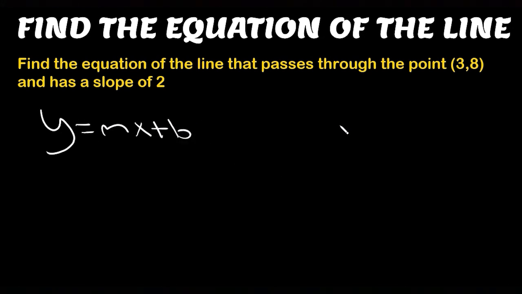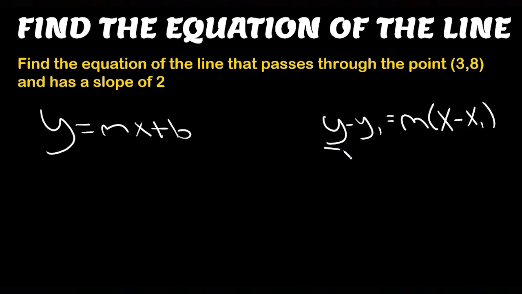Now, the other way is to use point-slope form. Now, point-slope form is going to be y minus y1 equal to your slope, and then in parentheses, you're going to have x minus x1. Now, when you're using point-slope form, it's important to understand that this y and this x are going to be unchanging. It's going to be your x1 and your y1 that you're plugging that point into. In this case here, it's going to be right here, 3 and 8, okay?